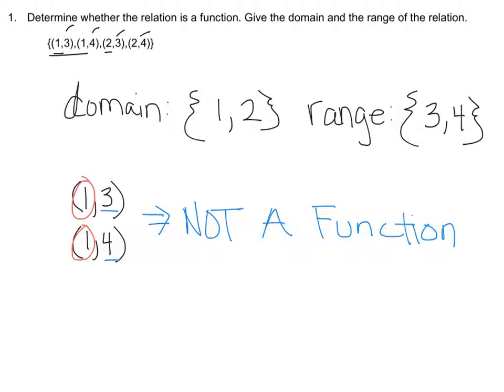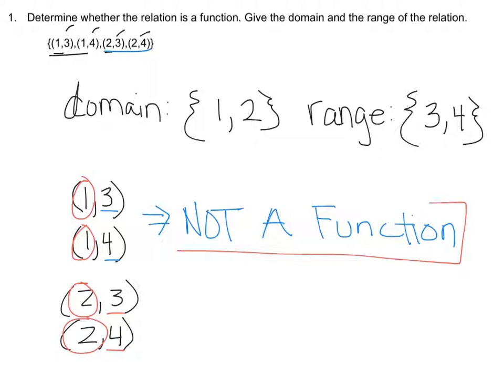Similarly, we could have looked at the last two ordered pairs, the 2, 3 and the 2, 4. That also tells us that this is not a function because we have the same x values going to two different y values. So that means that this relation is not a function.